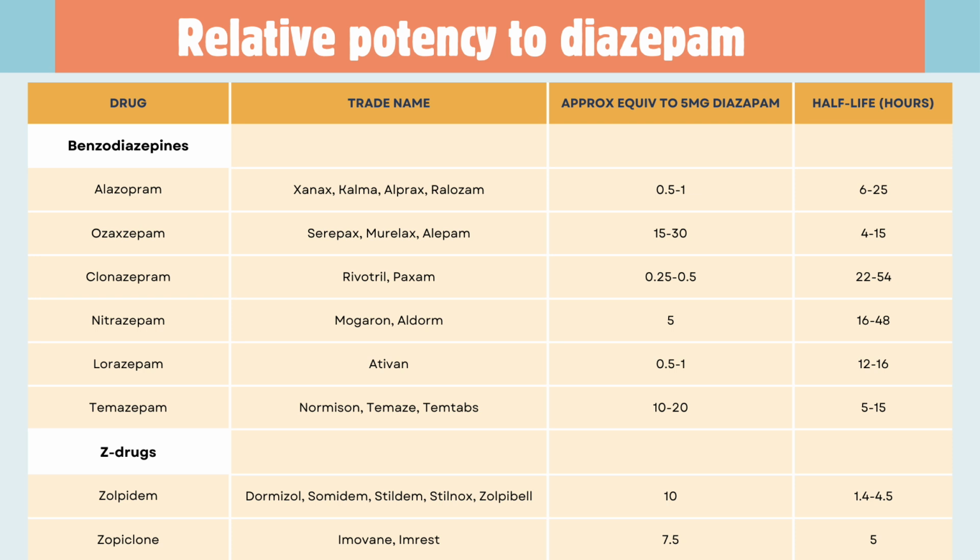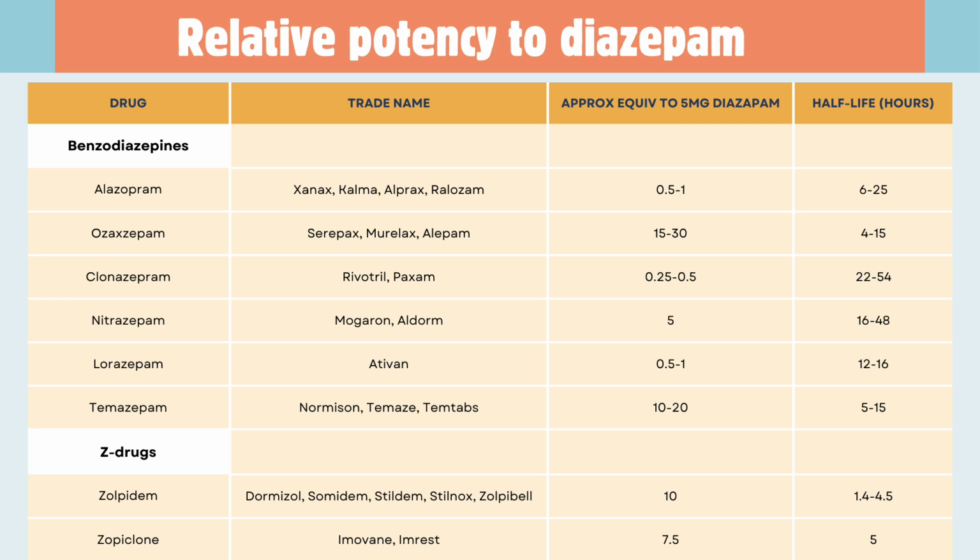Then we have Temazepam, the standard drug that is used for insomnia. It's got a potency of 10 to 20 milligrams of Temazepam relative to 5 milligrams of diazepam. So it's potentially 4 times less potent than diazepam, but it has a short half-life as well, between 5 and 15 hours, which makes it very suitable for the management of insomnia. Because again, in insomnia, you need to fall asleep, but you need to wake up the next morning as well.